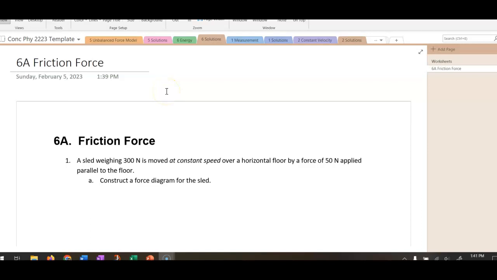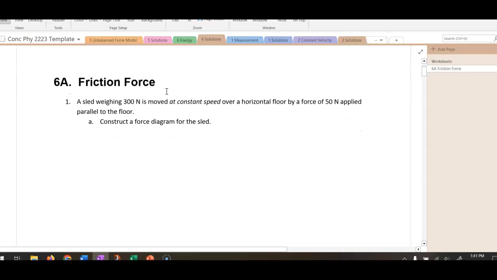This webcast looks at worksheet 6A, where there are several examples of problems that involve friction force. So in the first problem, we're talking about a sled that has a weight of 300 newtons. It's moving at a constant speed over a horizontal floor, and there's a force of 50 newtons being applied to push the sled. So let's do a force diagram.